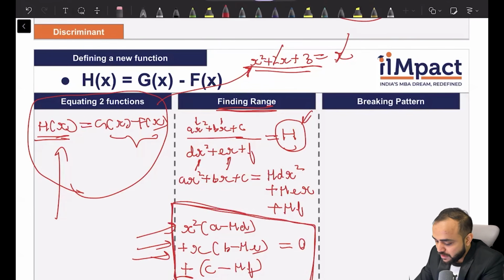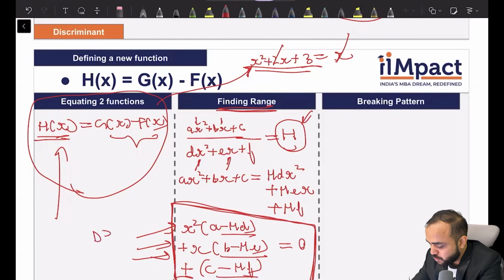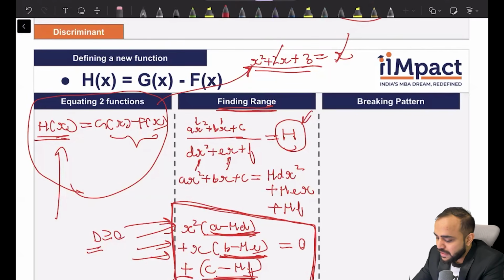So you find the discriminant for this, which is going to be in terms of h, and then you can find the range of that. Discriminant greater than or equal to 0 is the constraint you will put. You will find D in terms of h: (b − he)² − 4(a − hd)(c − hf) ≥ 0. It will give you some constraint on h, either for maxima or minima. So they will set the values of a, b, c, d, e, f in such a way.